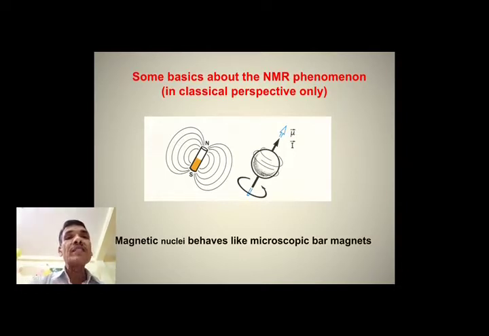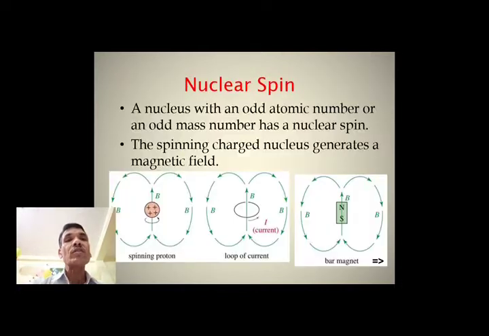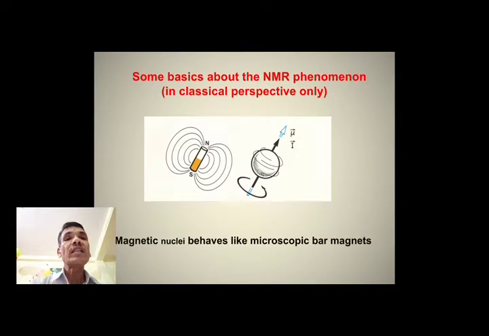Some basics about the NMR phenomenon from the classical perspective are shown here. That is, a nuclei which is spinning along its own axis in random motion. But we know that an atom contains protons and neutrons in its nucleus, while electrons are revolving in specific orbits around the nucleus. That is, each nuclei is a charged particle.